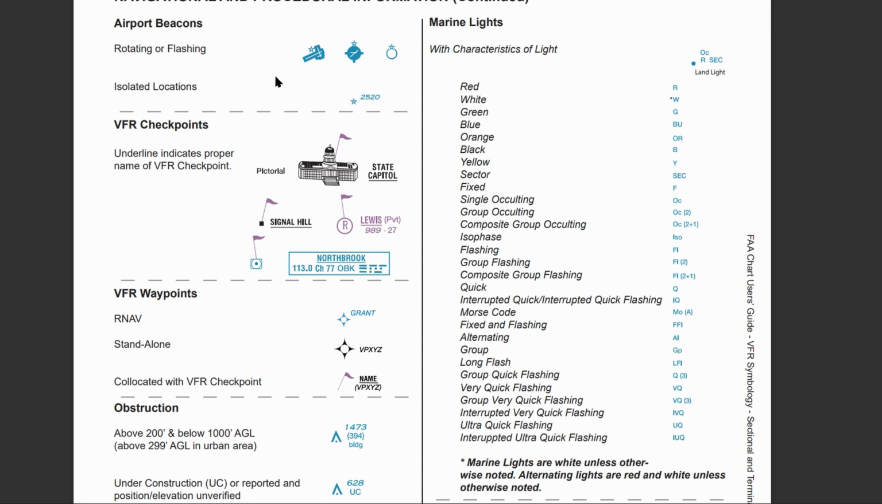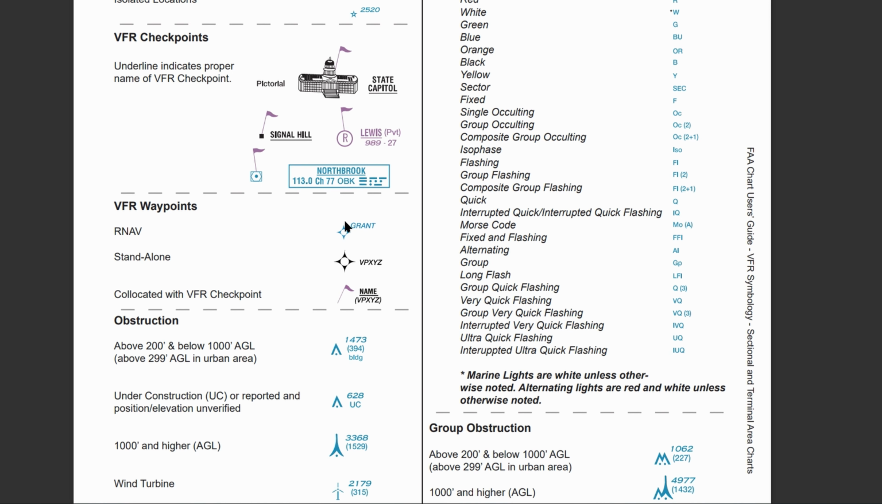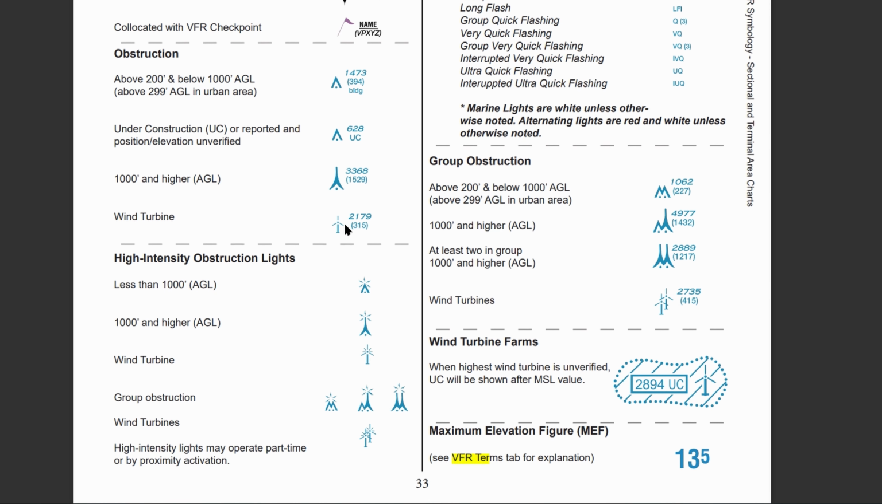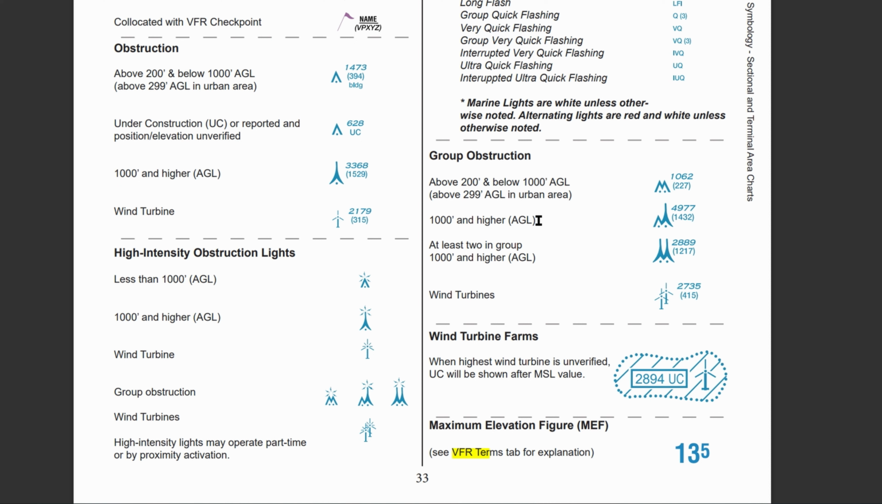So let's look back to the left at airport beacons. You have rotating or flashing, and it's denoted with the star right here. You have isolated locations as well. You have VFR checkpoints, and visual flight rule checkpoints are denoted with a flag on top of something. You have VFR waypoints. Something super important is obstruction. So let's get into obstructions. This is kind of a big subsection in this section.